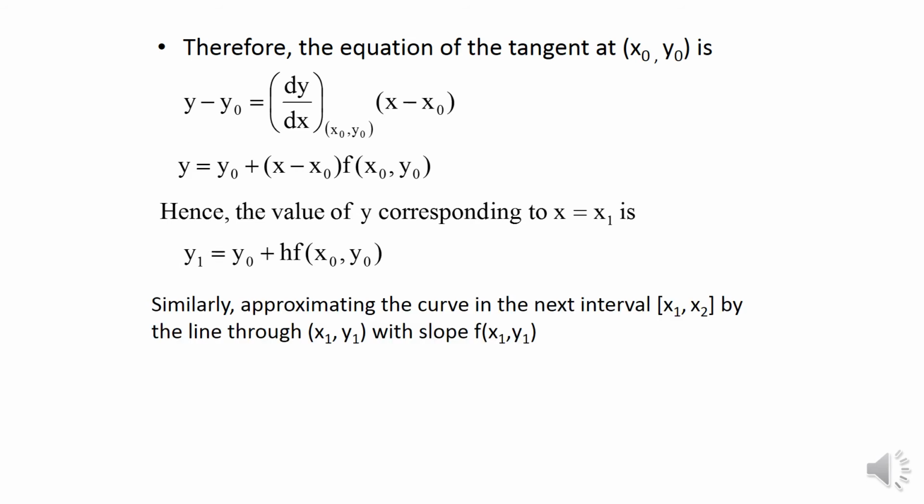Now similarly we can write down in the next interval, that is x1 to x2, so we will get the value of y2 as y1 plus h f(x1, y1), and in general form we can write down y(n+1) is equal to yn plus h f(xn, yn). This formula can be derived with the help of geometrical interpretation also, that we can write down tan theta form, and from there we can also derive this.